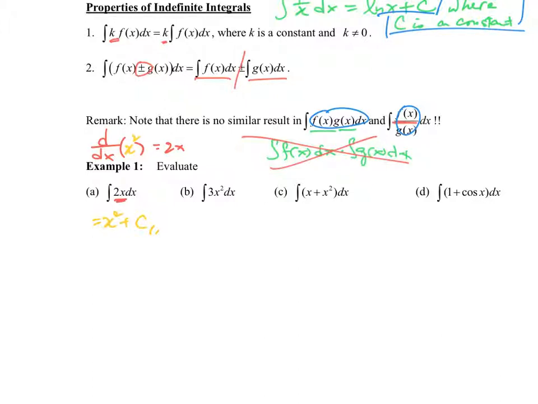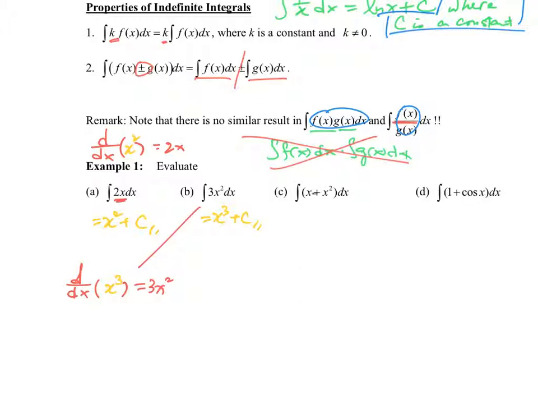Now coming up next, you think of differentiating something to equal 3x squared. So now retrieve your idea in differentiation, and the result is x cubed. So that's why it's equal to x cubed plus c.